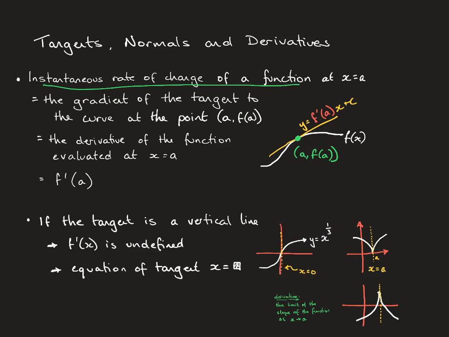And so because the gradient of the tangent is the derivative, and the derivative is in fact the limit of the slope of the function as x approaches a, then we know at this point here that coming in this way the slope is getting steeper and steeper and steeper. Coming in this way the slope is getting steeper and steeper and steeper, and so what we end up with as a limit is a vertical line. And that's true at a cusp as well.